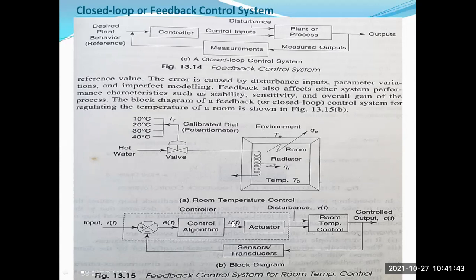It is regulating the temperature of a room. So when you use this room temperature control system, this is the type of device we have to control here. This is a different temperature parameter. We have to select it from here: 10 degree, 20 degree, 30 degree, 40, etc. This is the hot water we have given here. This is a valve we have attached here. Then this valve is controlled from the desired sections. This is calibrated by the potentiometer. Just wait one minute.